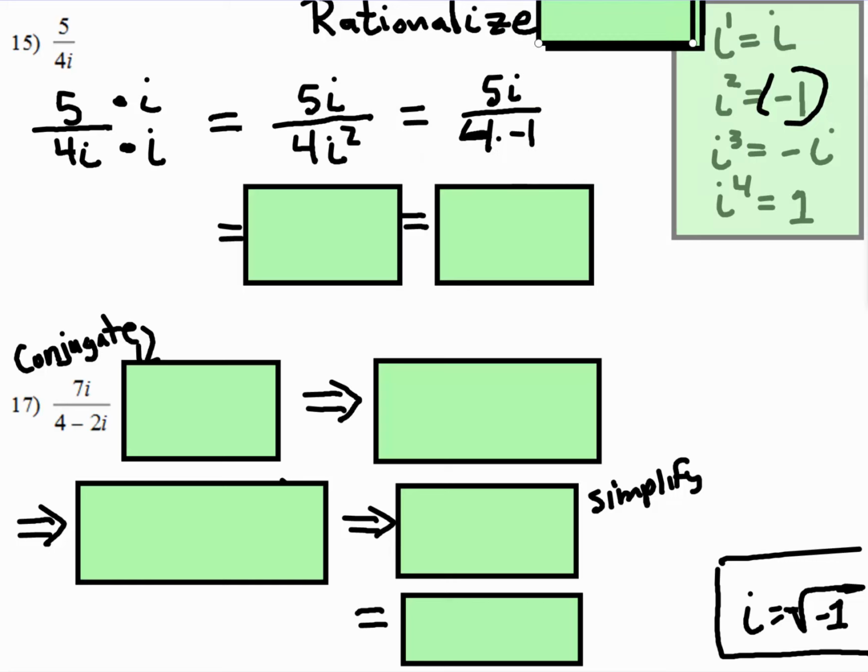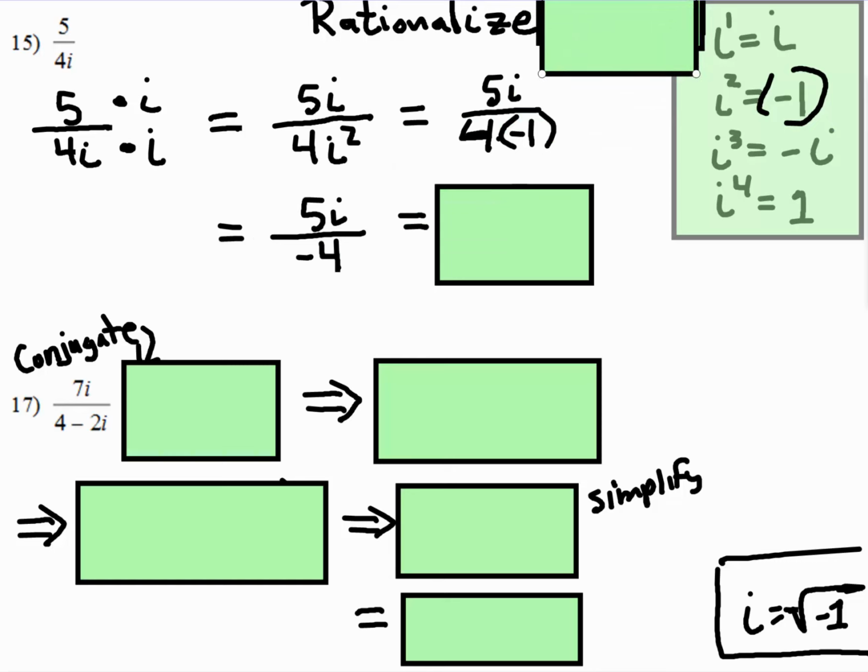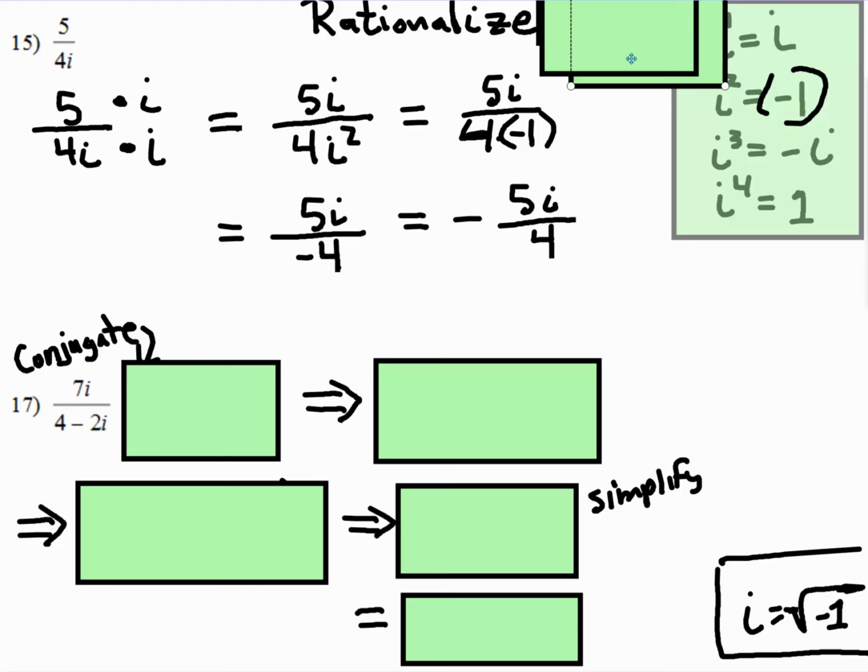Four times, I really should have done this. Now remember, we don't like negative signs in the denominator. So what is a positive divided by negative? It's a negative. So the negative sign we pull out in front. So this is the simplified version of this original thing.